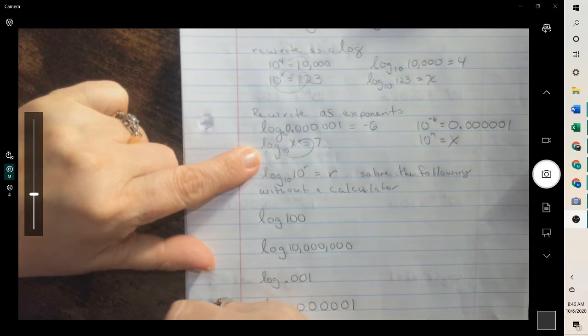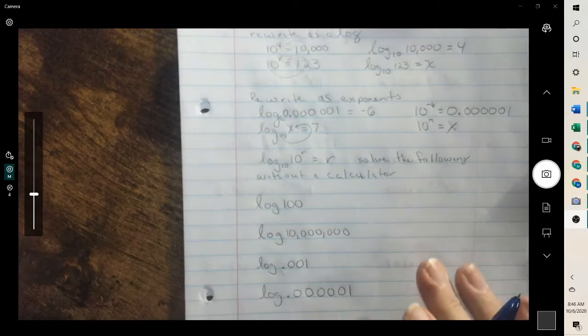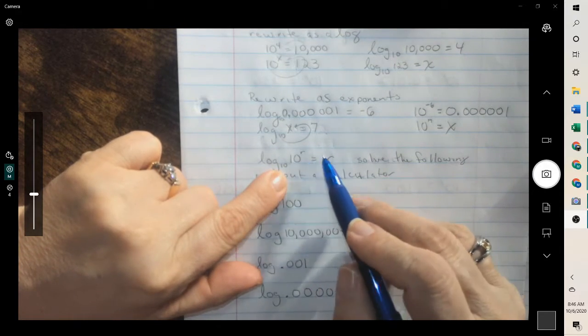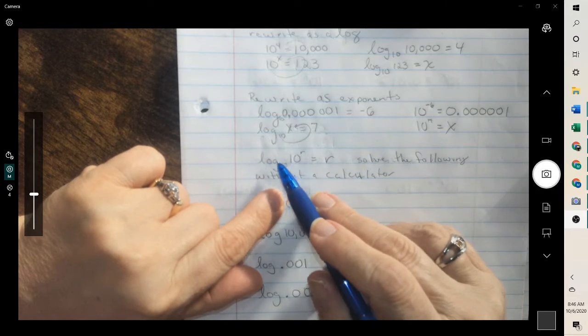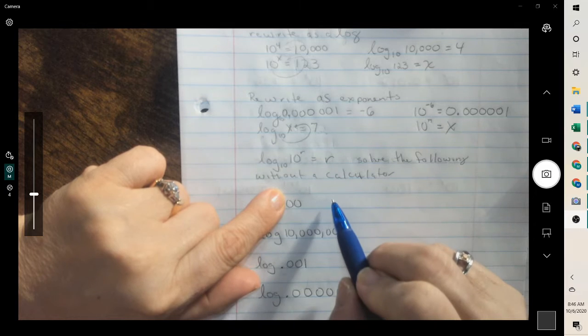A little easier than remembering a formula, just remember a loop, and always start with the base. When the base and this number are the same, it just equals the exponent. So log base 10 of 10 to the r is just r.